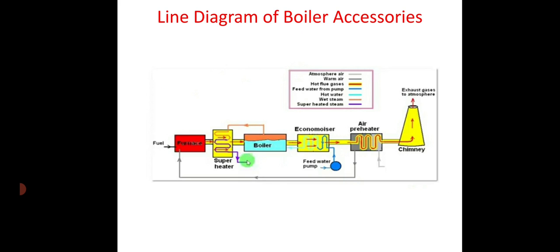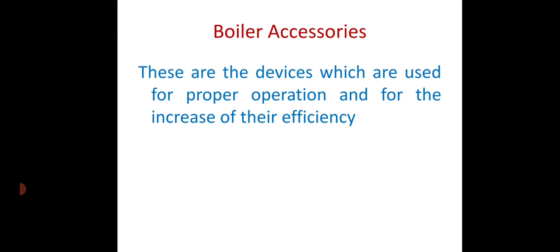This is the line diagram of boiler accessory. See, the boiler is there. Before the boiler, there is a superheater. After the boiler, there is an economizer, air preheater, and lastly the chimney. Boiler accessories are used for proper operation, and to increase the efficiency of the boiler.